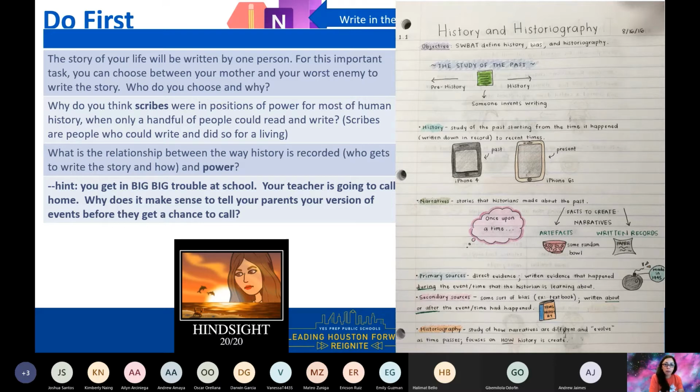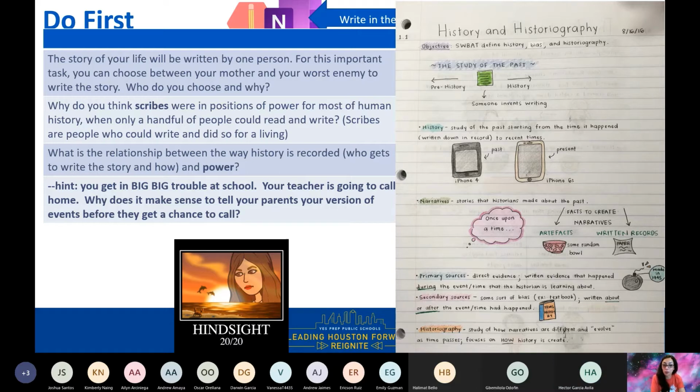Hector, I want to know why you picked the worst enemy. I'm pretty sure it's going to be an interesting answer. I'm not going to put you on the spot and make you answer or anything like that, but I am curious. Brave soul. I just want to know their perspective of me, their point of view of my worst enemy. It'd be interesting. Okay, so that's an awesome answer.